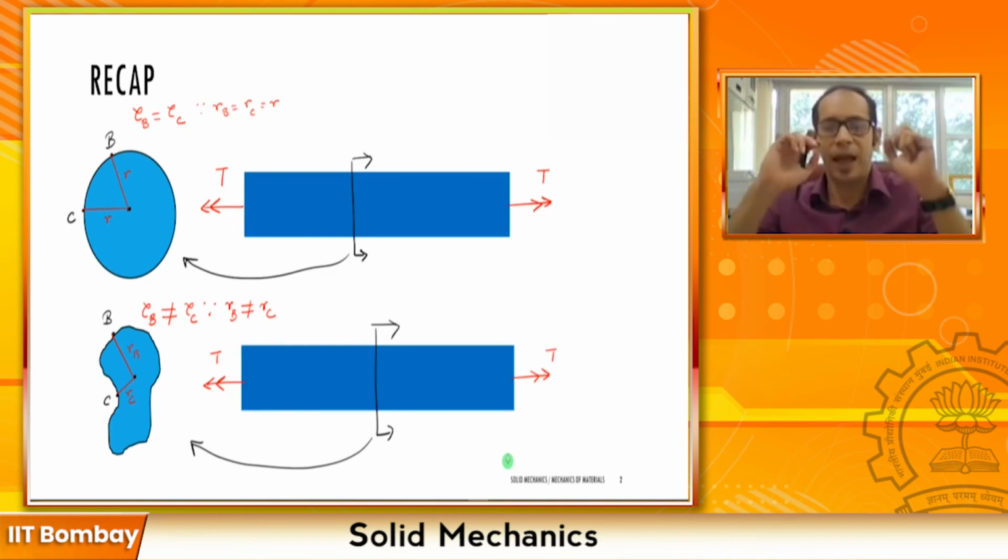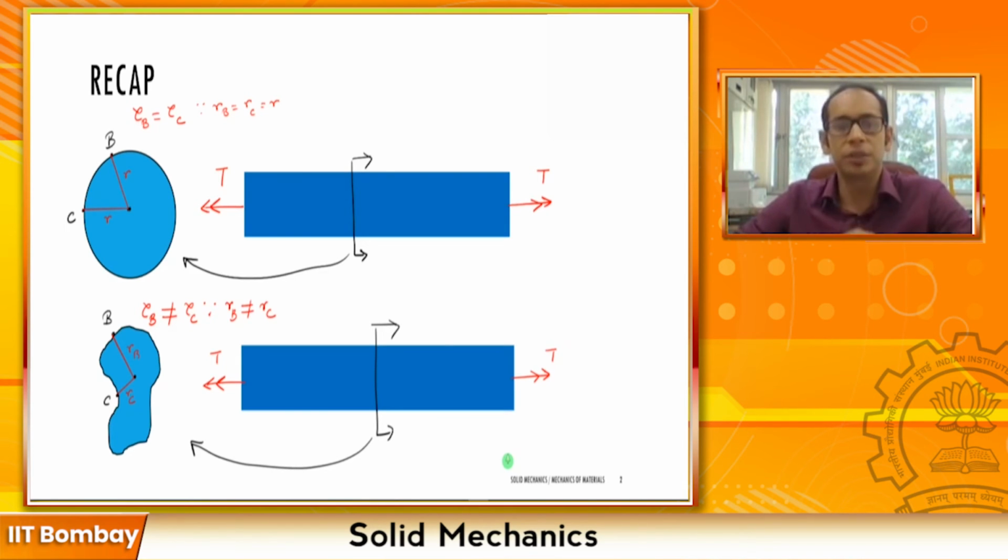So let's have this concept first ingrained in our memory: if I am looking at a section which is non-circular, although I am applying equal and opposite torques, if I take two points on the circumference which are not equidistant from the centroid anymore, and they have two different distances RB and RC, the shear stresses developing as a result of the applied torque at both ends are not going to be equal.